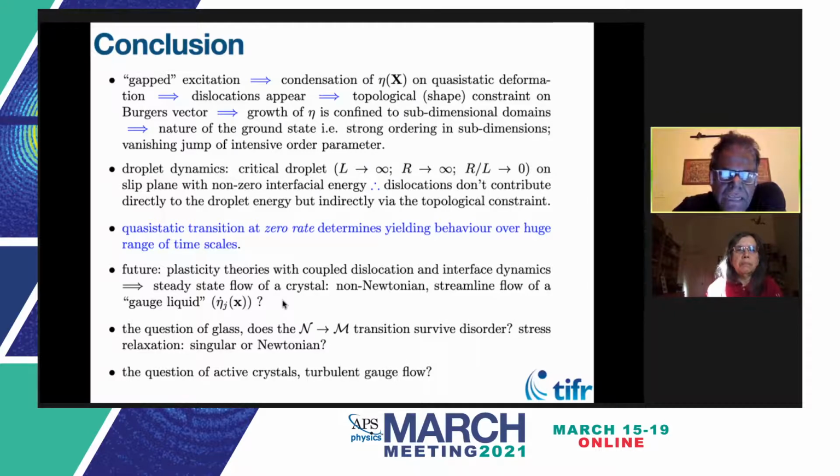And then you have the question of active crystals. So, you could analyze active crystal dynamics using the same ideas. And we believe that instead of steady state flow, now you will have chaotic, turbulent flow, but flow of this liquid, which we call a gauge liquid. So this is more or less what we wanted to say.